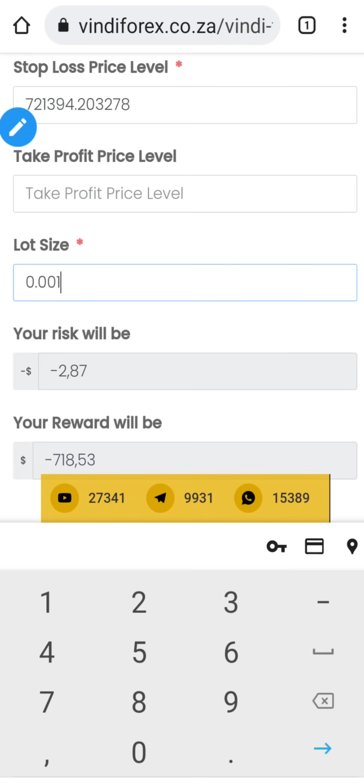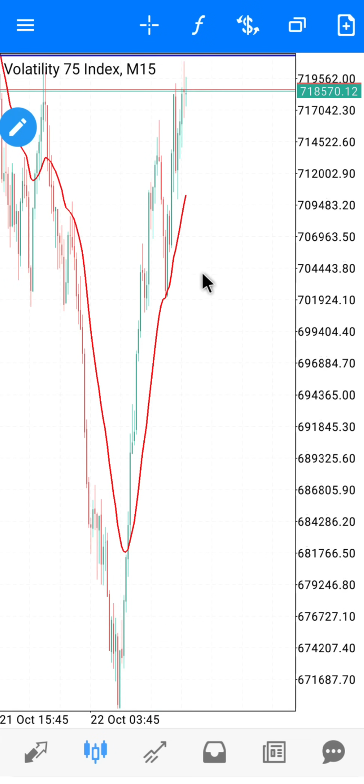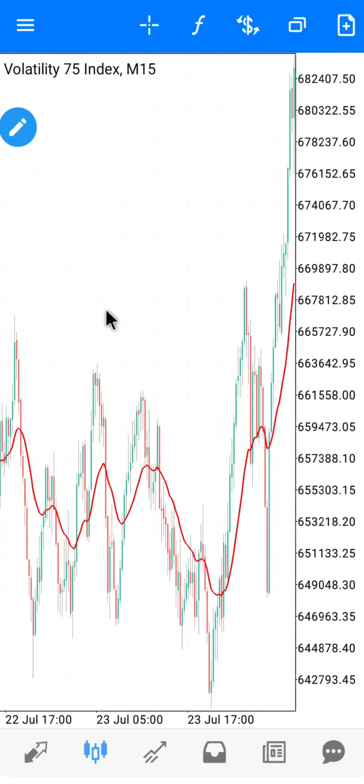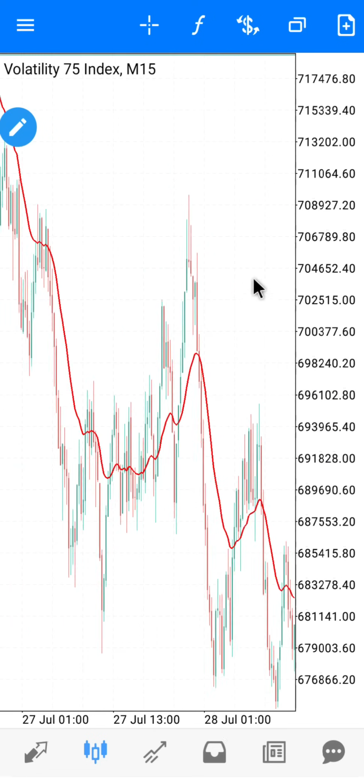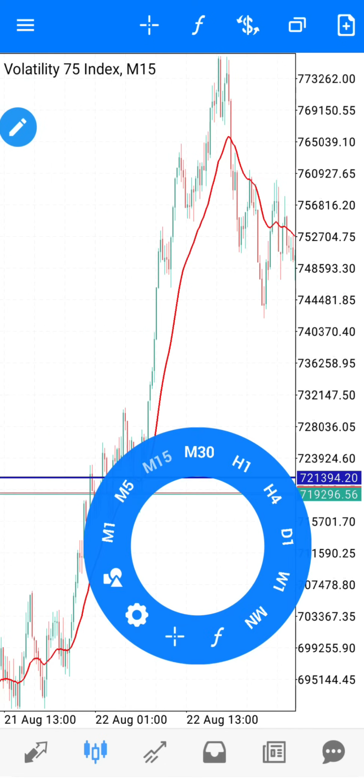So if we enter 0.02, it tells us it's $2.87. That's a little bit low. That's how much you're going to risk. Let's just do 0.002. Okay, so that was 0.001. Now this is 0.002. We can take a trade with that and place a stop loss exactly where we've decided to place it. This is the proper way of approaching these shandies.